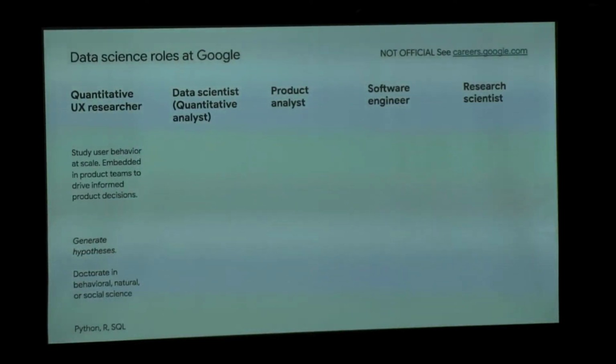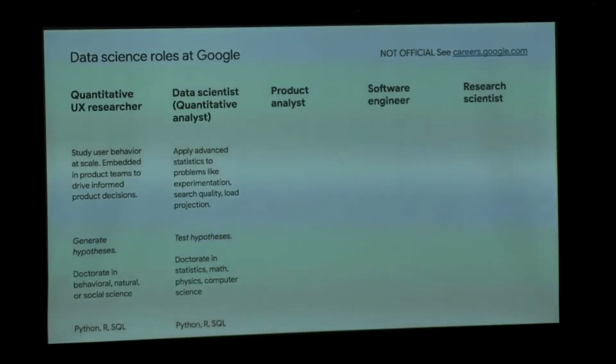And in terms of coding, Python, R, and then SQL. It's usually Python or R and then SQL. And all of these roles require statistical knowledge as well. I didn't go through exactly the requirements there, but I'd be happy to answer questions on that. So data scientists or the quantitative analysts, this is really a statistician role. So their job is really applying advanced statistics to problems like experimentation, search quality, load projection.